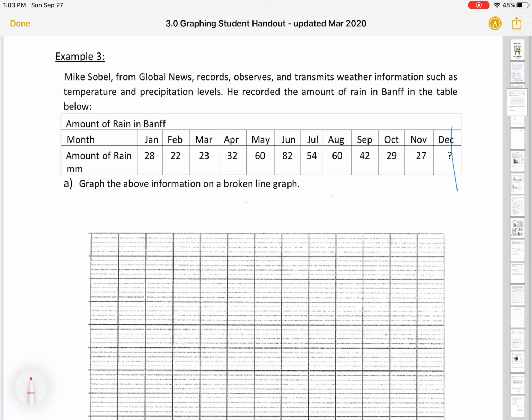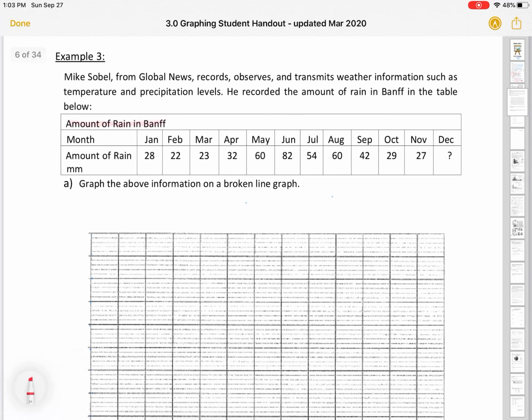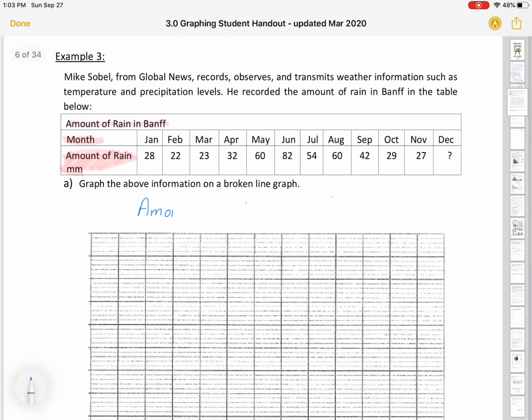Mike Sobel from Global News records, observes, and transmits weather information such as temperature and precipitation levels. He recorded the amount of rain in Banff in the table below. So we've got this table here, and we've got the month and the amount of rain in millimeters. So we're going to make this graph. First thing we're going to do is put a title, which is amount of rain in Banff per month.